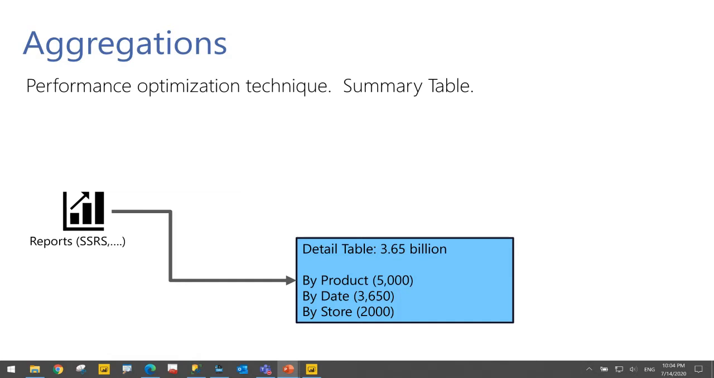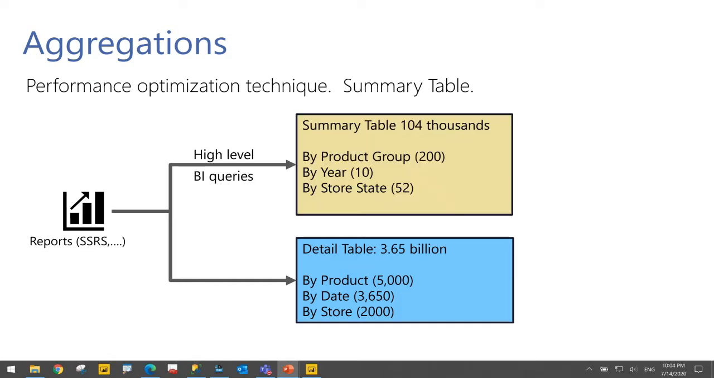fast. So an old trick in the data world is that you can create a summary table, and you can direct your queries, your SSRS reports, to the summary table. For example, you know that your report is only looking by year, by store state, and by product group. That's about 104,000 rows. That's a lot smaller. So at this point, it's just a matter of physics, right? If you're querying the smaller object, everything's going to be faster. Whether you're hitting disk or memory, it doesn't matter. If you hit the smaller object, everything's going to be faster.